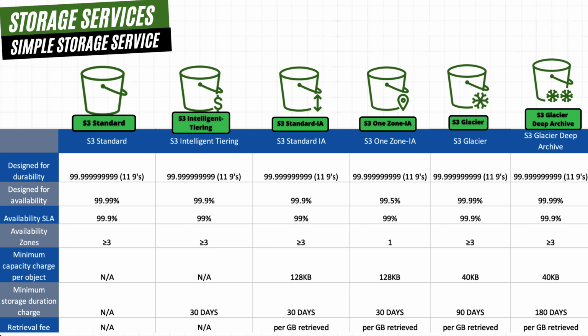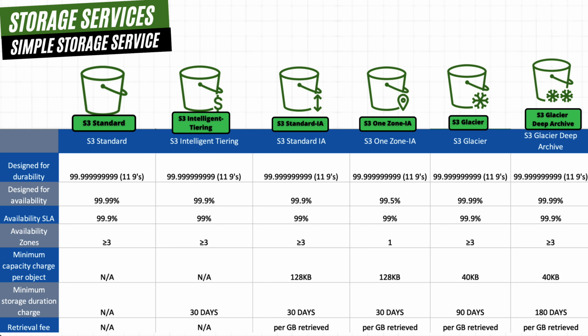Next, we have S3 Intelligent Tiering, which provides 99.9% availability. It has the same low latency and high throughput as S3 Standard, the difference being that S3 Intelligent Tiering can automatically move objects between two different classes based on access patterns. So the objects that are accessed more frequently will be put into a frequent access storage, and objects that are not frequently accessed will be put into the infrequent access storage. This will help reduce your storage cost.